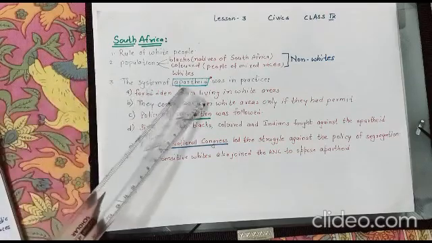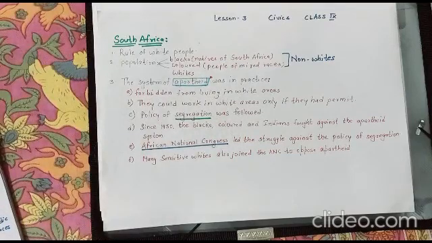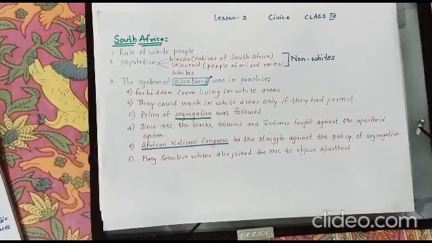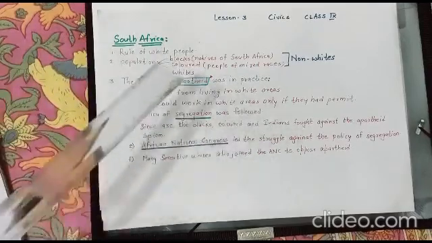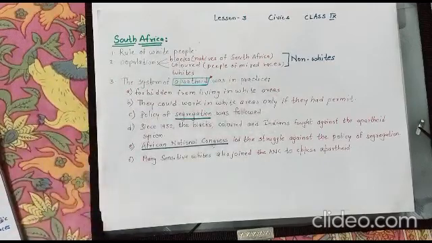The system of apartheid was in practice. Now what is apartheid? Apartheid was the name of a system of racial discrimination unique to South Africa. It was a discrimination practiced on the basis of colour of skin, and specifically apartheid was oppressive for blacks. Now under this, what happened? The blacks were forbidden from living in white areas. The black people could not reside in white areas.